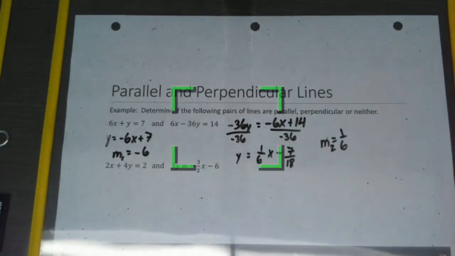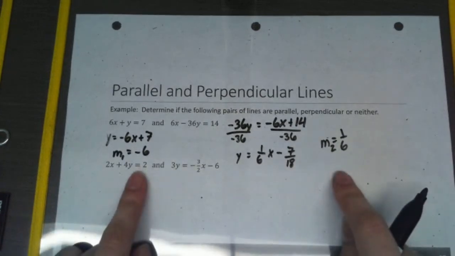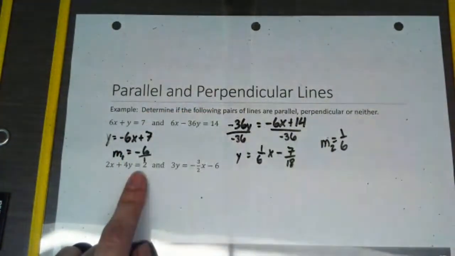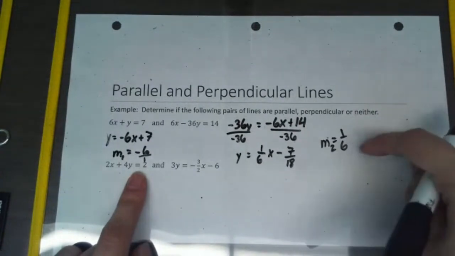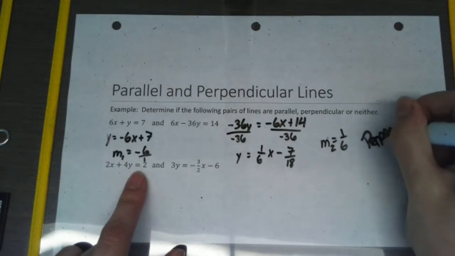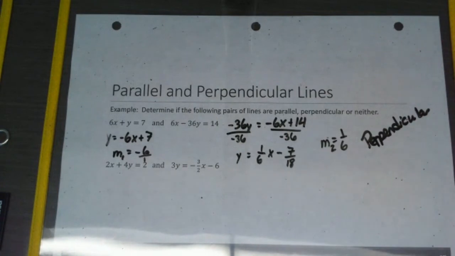So now that I know the slopes of both of them, I need to determine whether they are parallel, perpendicular, or neither. Parallel means they have the same slope, and that's definitely not the case. So they're not parallel. So I need to check perpendicular. Perpendicular is flip the fraction, change the sign. So if I think of -6 as -6/1, I flip the fraction, change the sign. I get 1/6. Hey, these ones are perpendicular. So these two lines are perpendicular because their slopes are opposite reciprocals of each other.